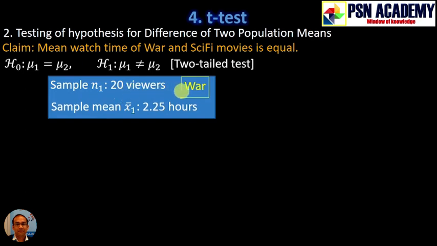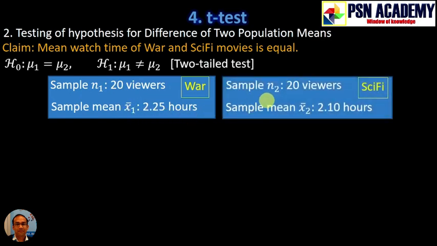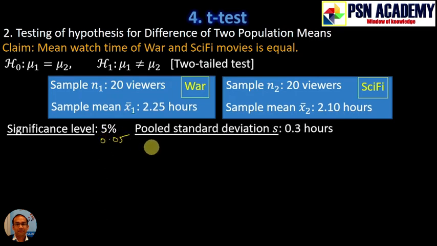And we take a sample for war movies, that is N1, and that is 20 viewers, with a sample mean x1 bar as 2.25 hours. We go for another sample on sci-fi movies, and that sample N2 is also 20 viewers, and the sample mean x2 bar is 2.10 hours. We set the significance level at 5%, that is 0.05, and we take the pooled standard deviation S as 0.3 hours.